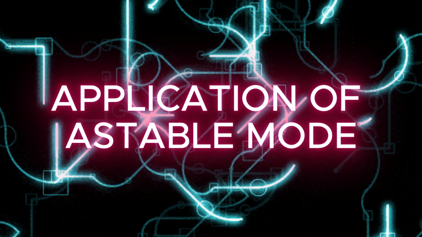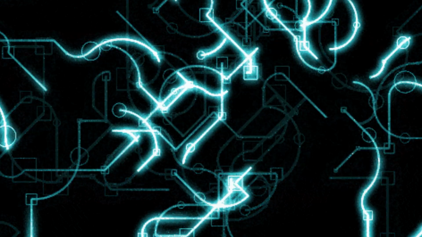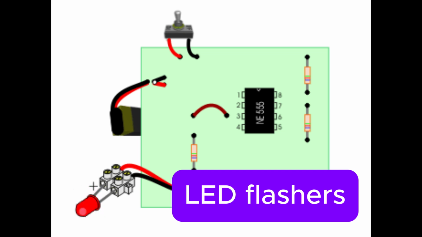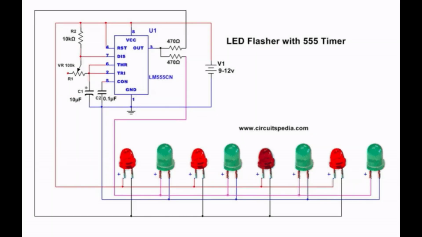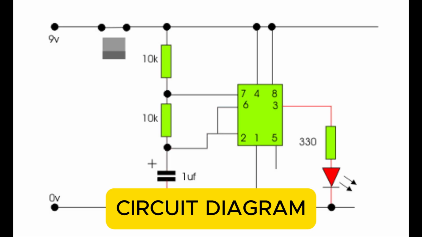Applications. Astable mode is commonly used in applications like LED flashers, tone generation, and clock pulses for digital circuits. For example, if you want to create a flashing LED, you can use the 555 timer in astable mode. Circuit example. Here's a typical astable circuit. Notice how R1, R2, and C are connected to the threshold, trigger, and discharge pins, allowing for continuous oscillation.